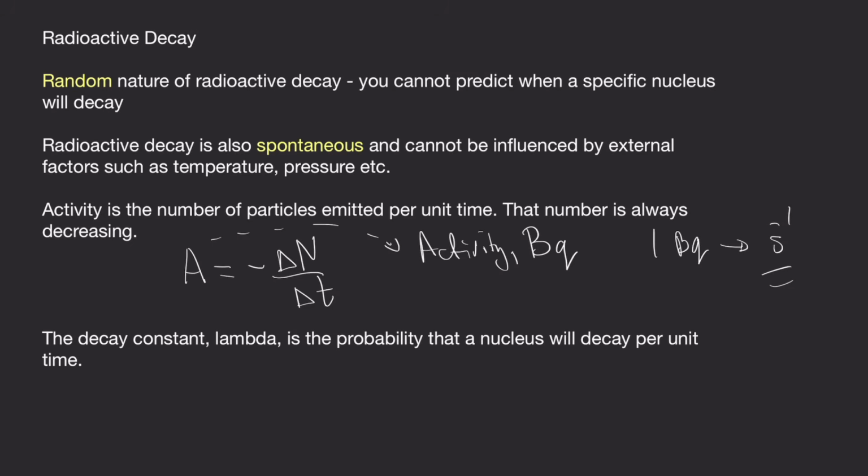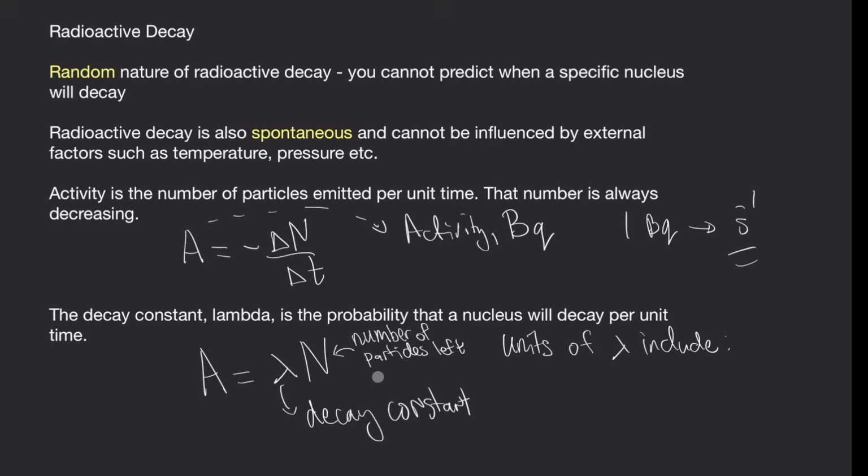Another equation which is really important for activity is that activity is equal to lambda multiplied by N, where lambda is known as the decay constant. The definition of the decay constant is that it's the probability that an individual nucleus will decay per unit time. N in this equation is the number of particles left. The units of lambda include seconds to a power of -1 because it's just probability per unit time. It's also often given in hours to a power of -1 or potentially years to the -1 as well.